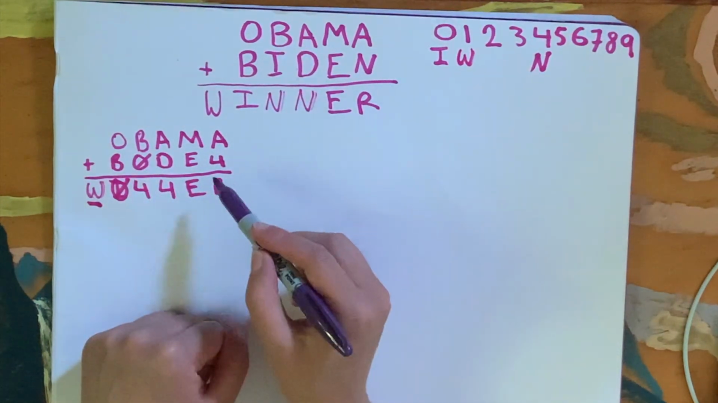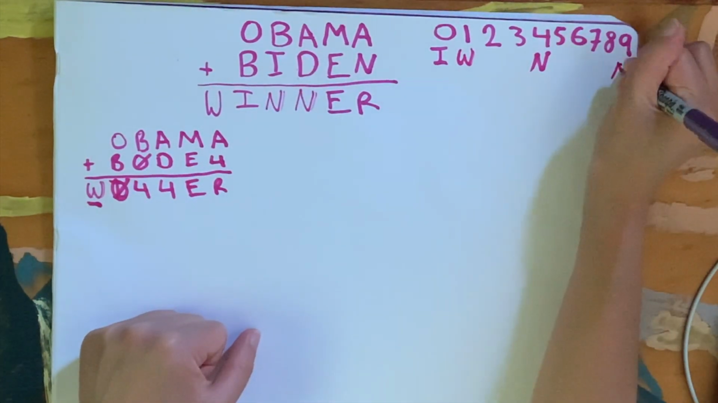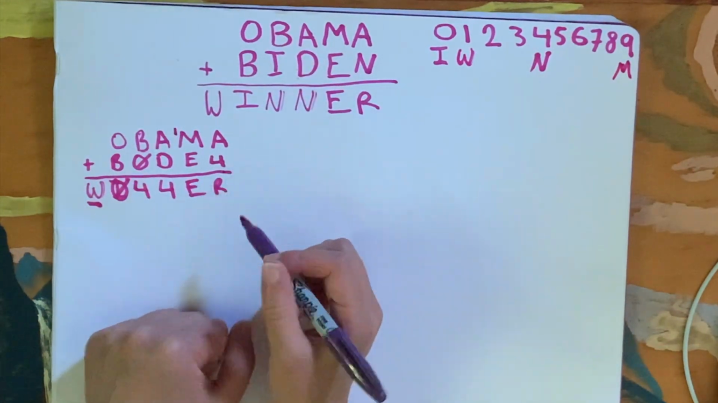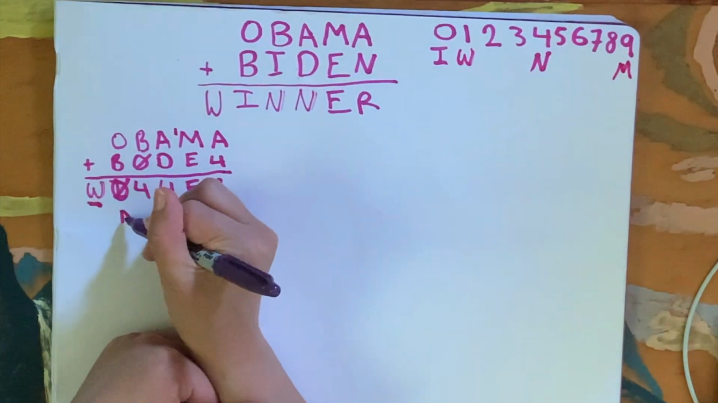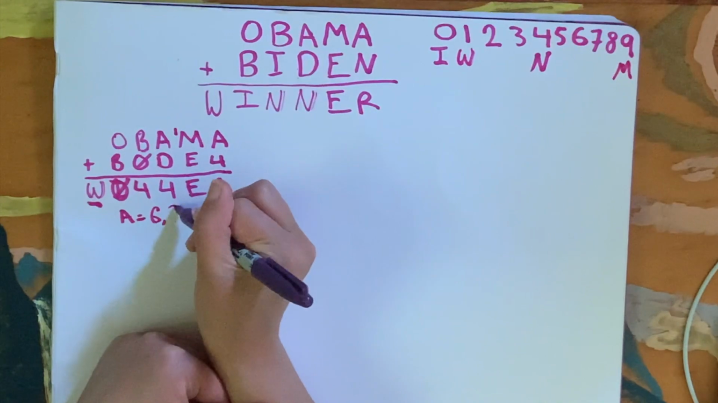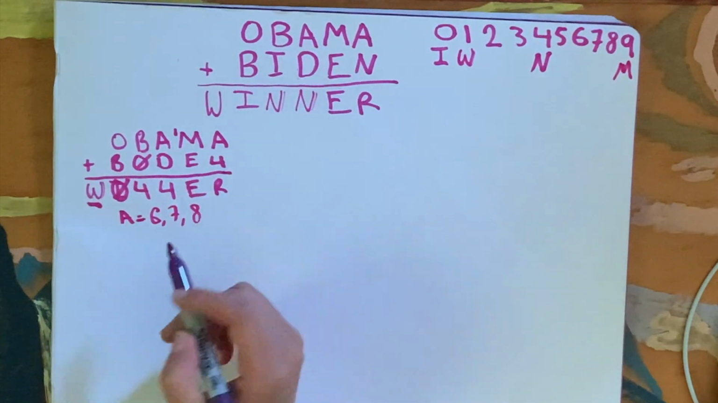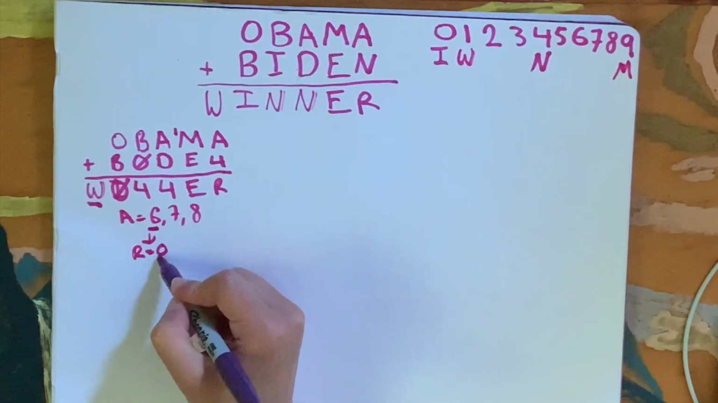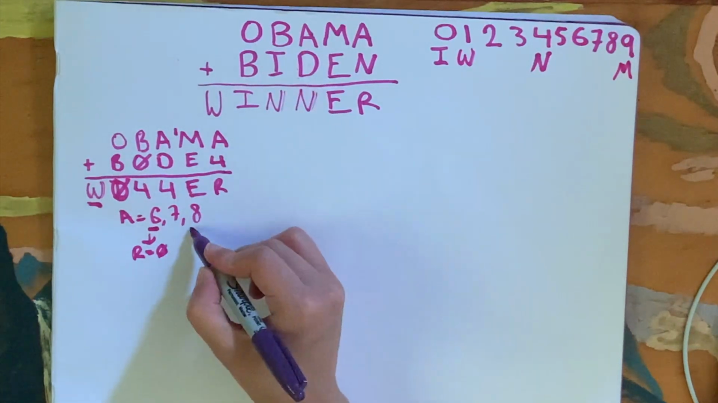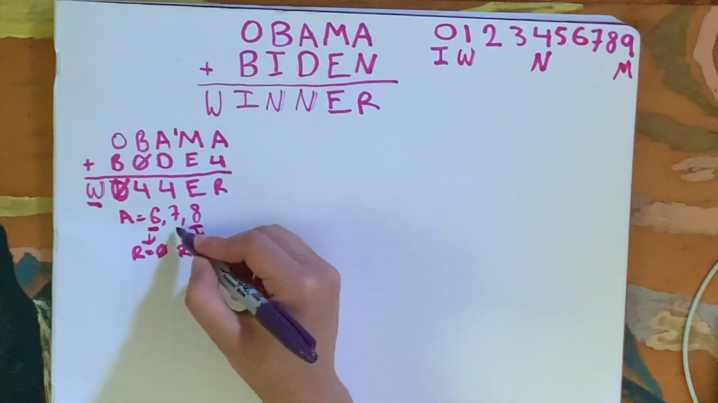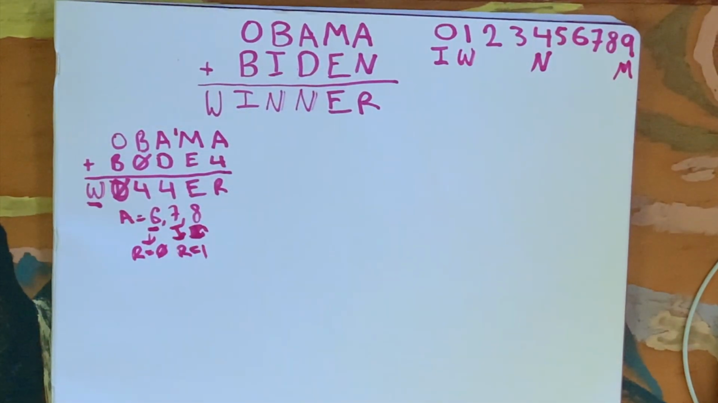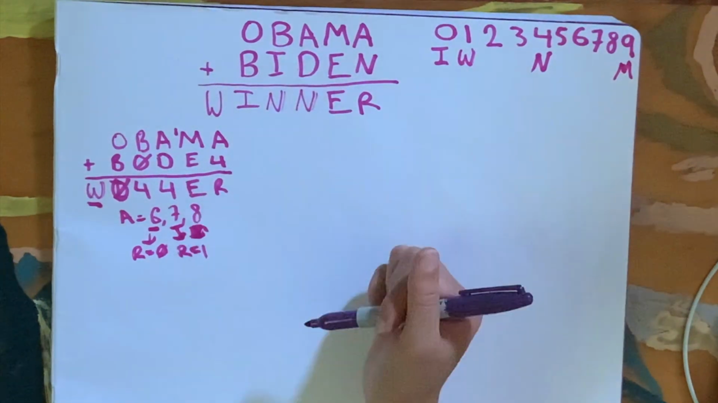We know that 0 is already claimed, therefore m equals 9. Now for that 1 to be carried over, a has to be great enough that a plus 4 is greater than 10. So a equals 6, 7, or 8. Those are our options. If a equals 6, then r equals 0, which is already taken. A equals 8 is okay. If a equals 7, r equals 1, which is also already taken. Therefore, a has to equal 8.